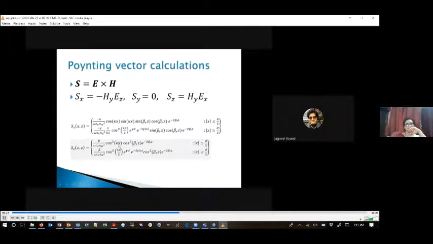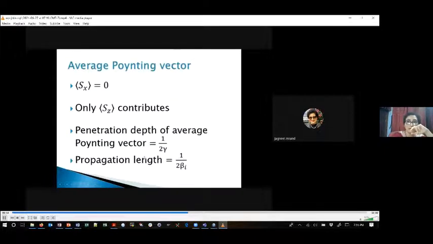And in the x direction, if I look into the dielectric region, it has an exponential of minus 2 gamma x expression, which signifies that the Poynting vector from the metal-dielectric interface decays and has a finite penetration depth inside the dielectric, and that penetration depth is given by 1 by 2 gamma from this particular component. That means the penetration depth of the average Poynting vector is given by 1 by 2 gamma, and the propagation length of the average Poynting vector is given by 1 by 2 beta I.